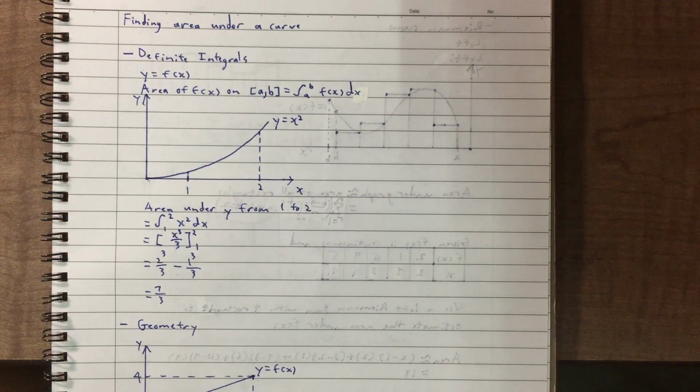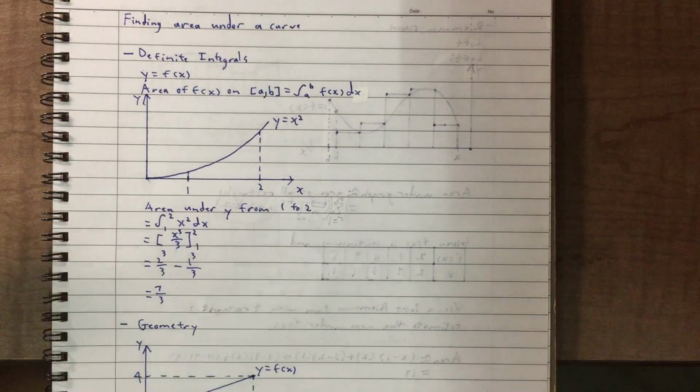Greetings. Today I'll be talking about finding an area under a curve, the volume of an object formed by rotating a surface, and the volume of a solid with a specified base and cross sections. So let's start with finding an area under a curve.